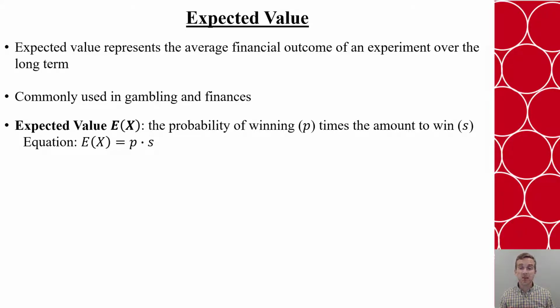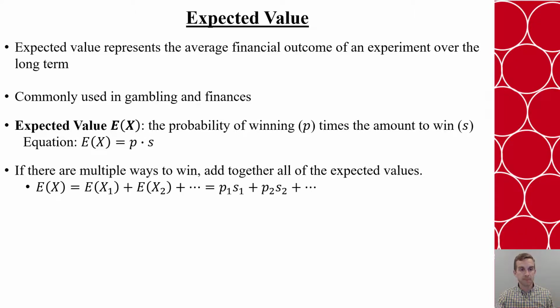The expected value is often written as capital E of capital X, and it represents the probability of winning times the amount that can be won, and we use that as P times S, and this is the most common way you see it written.